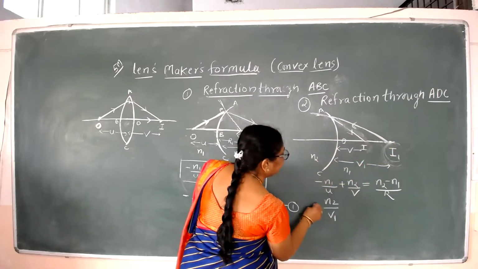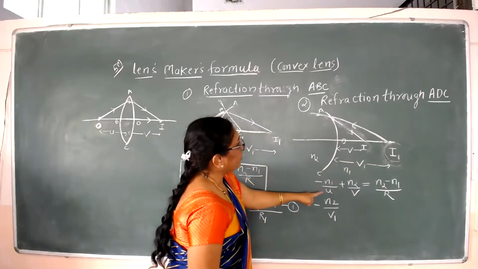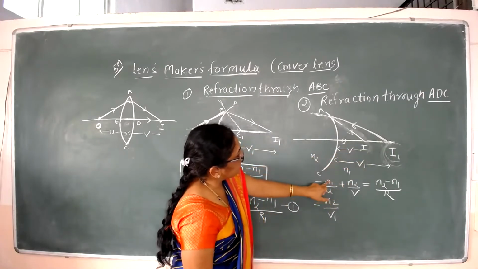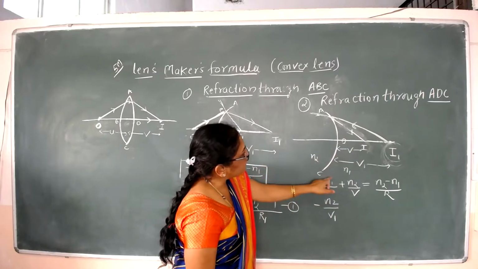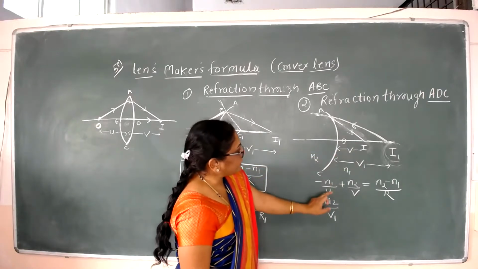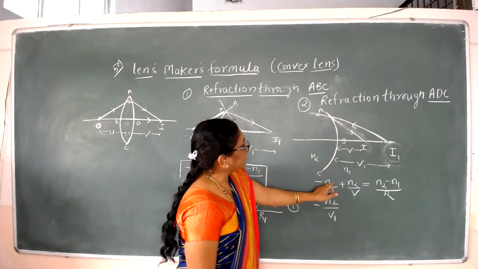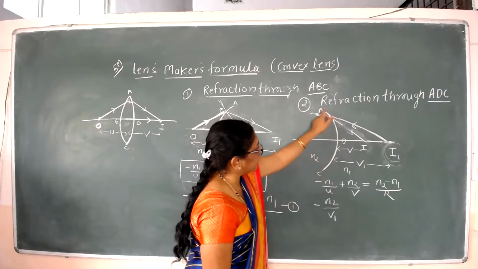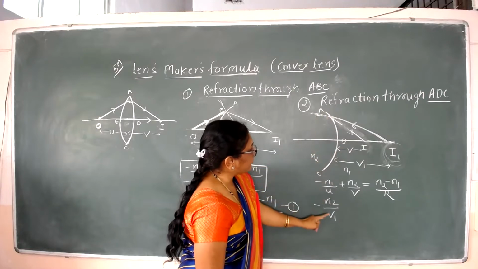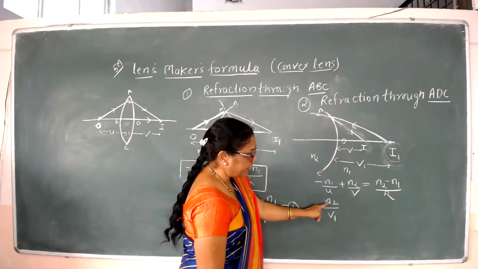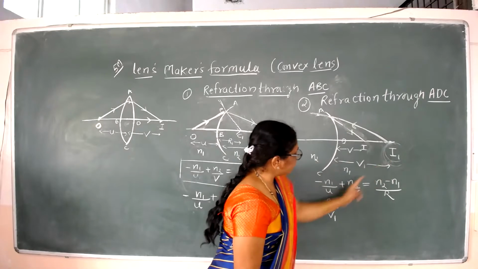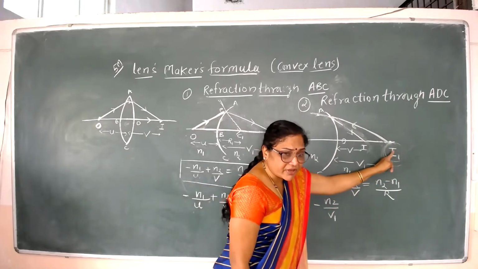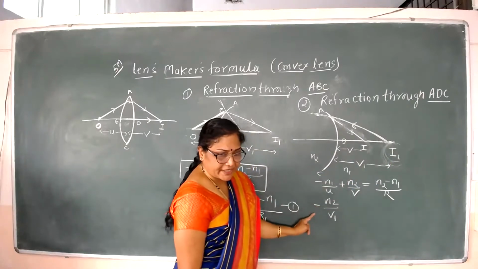So consider minus. Here, as we compare both the equations, N1 by U, N1 means the refractive index of the medium where the object is situated. Here the refraction takes place in the denser medium, so the refractive index for the object distance is considered to be N2 and the object distance is V1. But the object is not real. This object is virtual. So we consider here a minus sign.